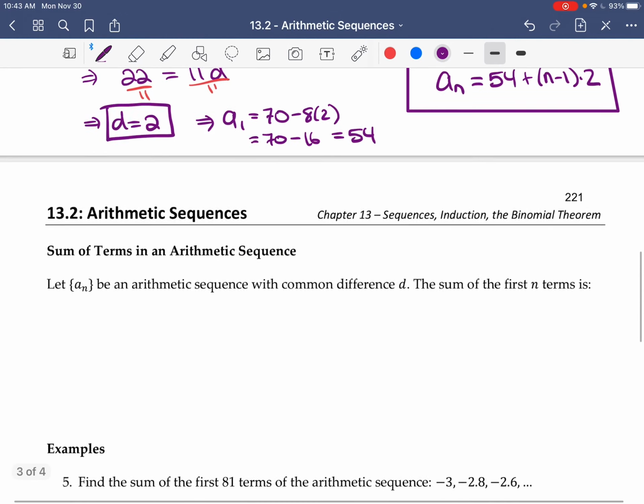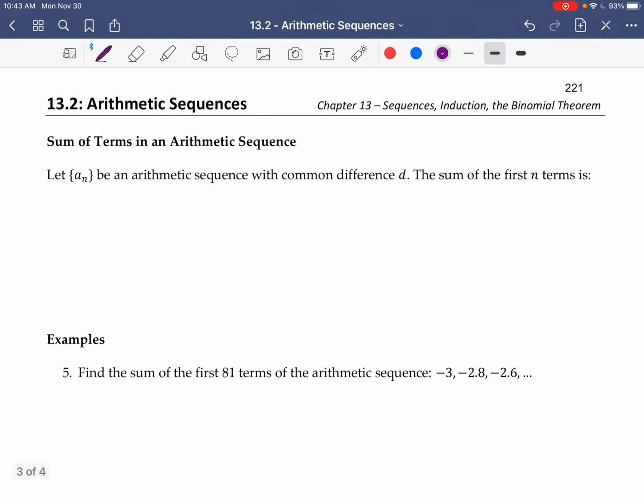Sometimes we're going to want to add the terms in an arithmetic sequence. So if an is an arithmetic sequence with common difference d, then the sum of the first n terms, which I'm going to call Sn, is going to be a1 plus a2 plus a3 all the way until an.